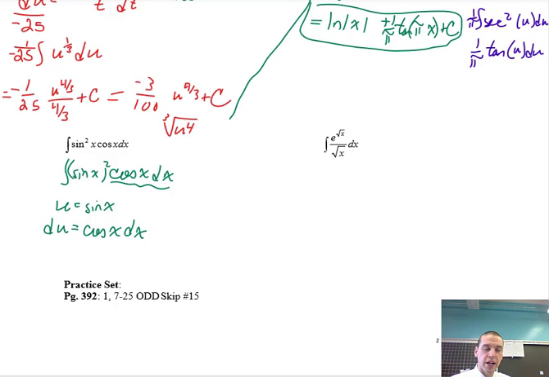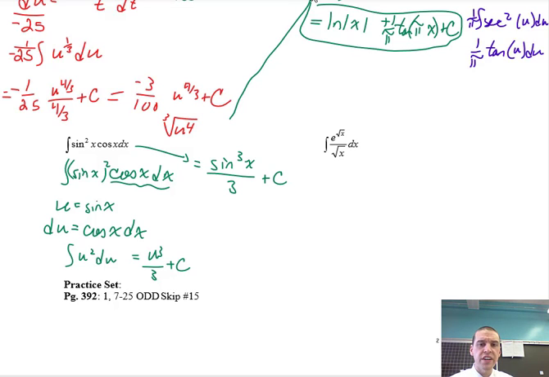So, well, that was simple enough. I rewrote it to be sine of x squared, and then I let u be what was inside the parentheses. So we'll get u squared du. So that equals u to the 3rd over 3 plus c. Now let's plug in what that is. So we'll say that equals sine cubed x over 3 plus c. Done. Moving on to our last problem, e to the square root of x over square root of x.